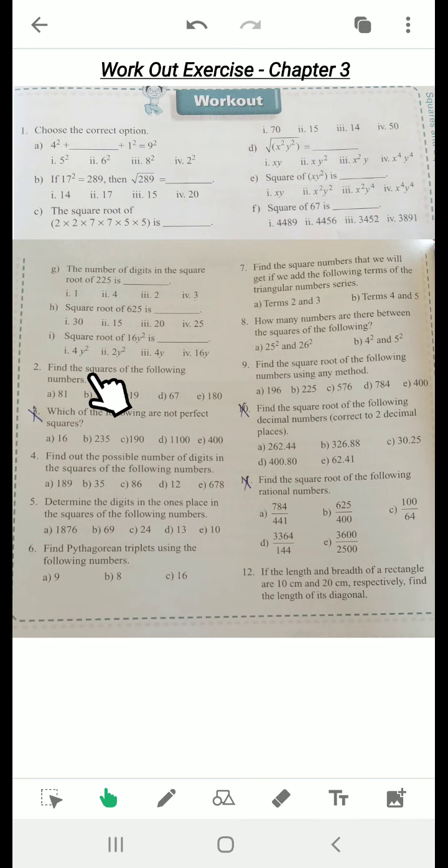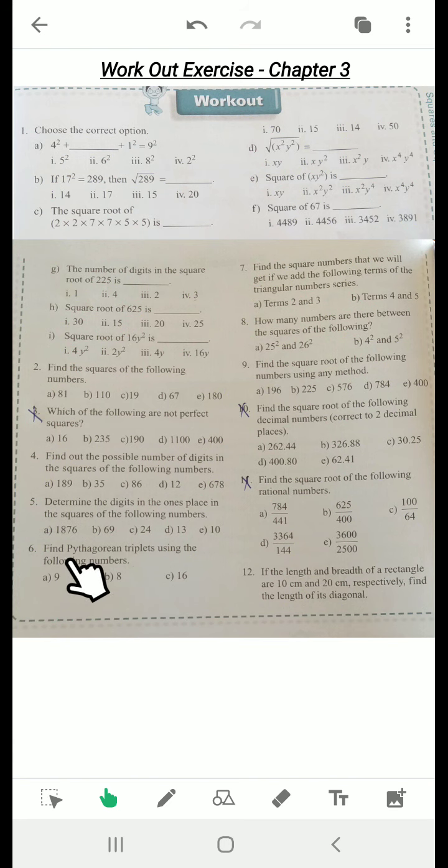Now in the second question, find the squares of the following. You have to do it yourself. Find out the possible number of digits. Determine the digits in ones place. That also I explained during the properties of square numbers, in exercise 3.2, I think.